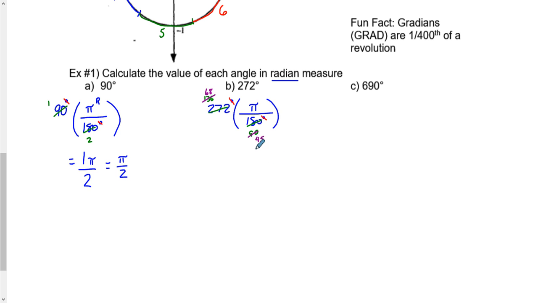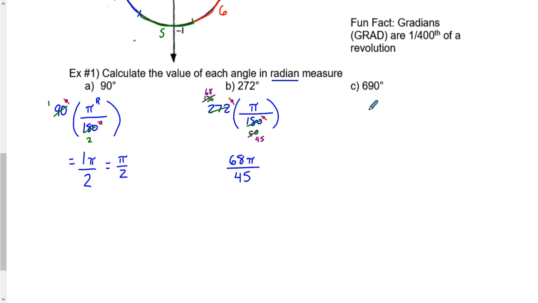Factors of 45 are 3, 3, and 5. 68 is not divisible by 3s or 5s. So we actually have everything reduced right there. 68 pi over 45.